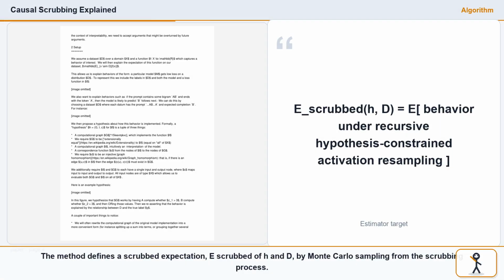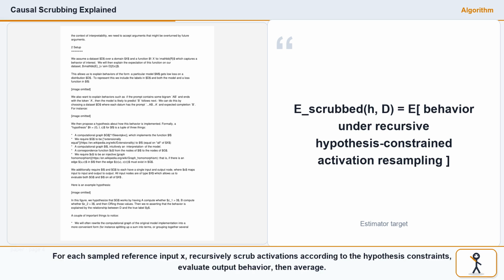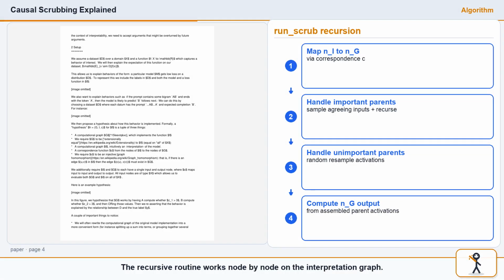The method defines a scrubbed expectation, E scrubbed of H and D, by Monte Carlo sampling from the scrubbing process. For each sampled reference input X, recursively scrub activations according to the hypothesis constraints, evaluate output behavior, then average. The recursive routine works node by node on the interpretation graph. For mapped important parents, sample new inputs agreeing on the relevant interpretation value and recurse. For unmapped parents, use a random input and patch activations directly. Then run the node function from these assembled inputs.